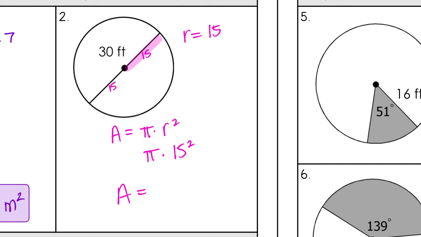Okay, so type it out into the calculator and round to the nearest tenth. I get 706.9, and this is measuring in feet, so it'll be square feet.